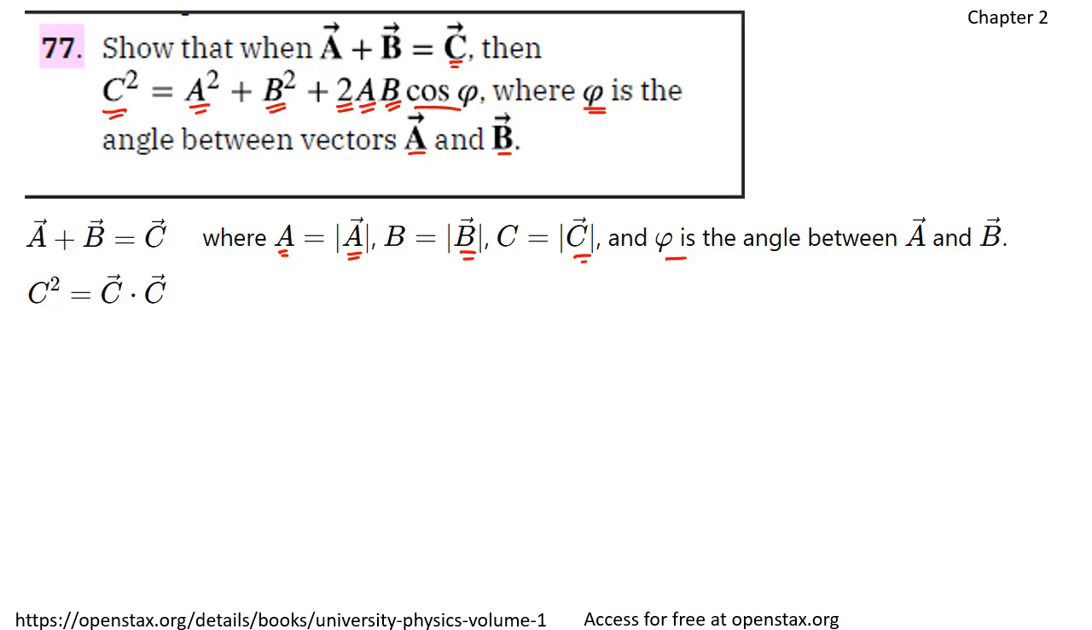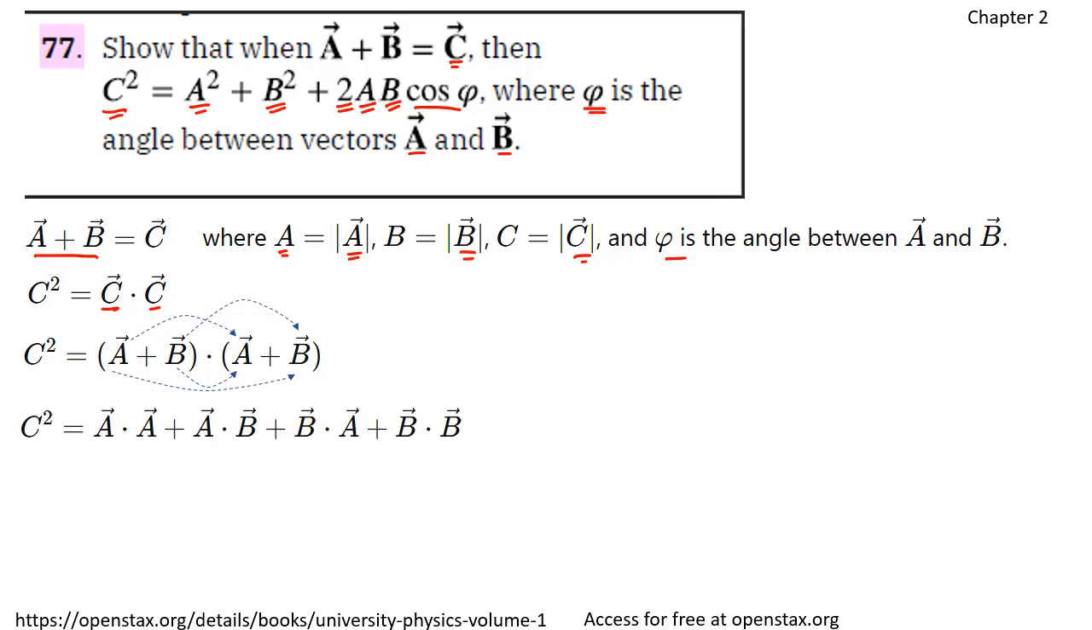So what is C actually? C is vector A plus vector B, right? So substituting for C, we get (A plus B) dot (A plus B). Now let's just multiply. What you will get is A dot A, A dot B, B dot A, and B dot B. So this is what you get.